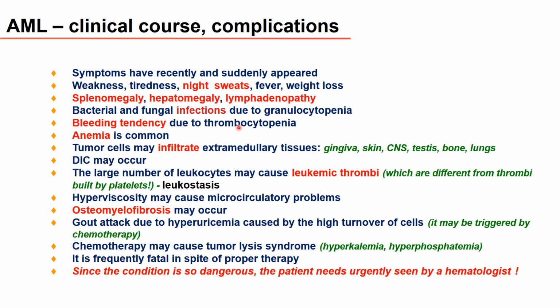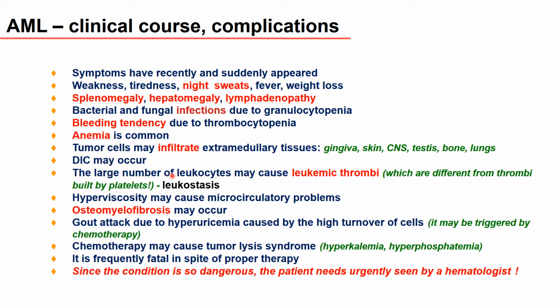This is due to thrombocytopenia, when the mass effect in the bone marrow suppresses the granulocyte development or the megakaryocyte development. Anemia is another common one, developing very similarly to thrombocytopenia. Tumor cells may infiltrate some extramedullary tissue, gingiva, for example, skin, central nervous system, and can cause, for example, some neurological symptoms, testis, bone, lung. DIC, disseminated intravascular coagulation, may develop, especially in promyelocytic acute leukemia, very frequently.